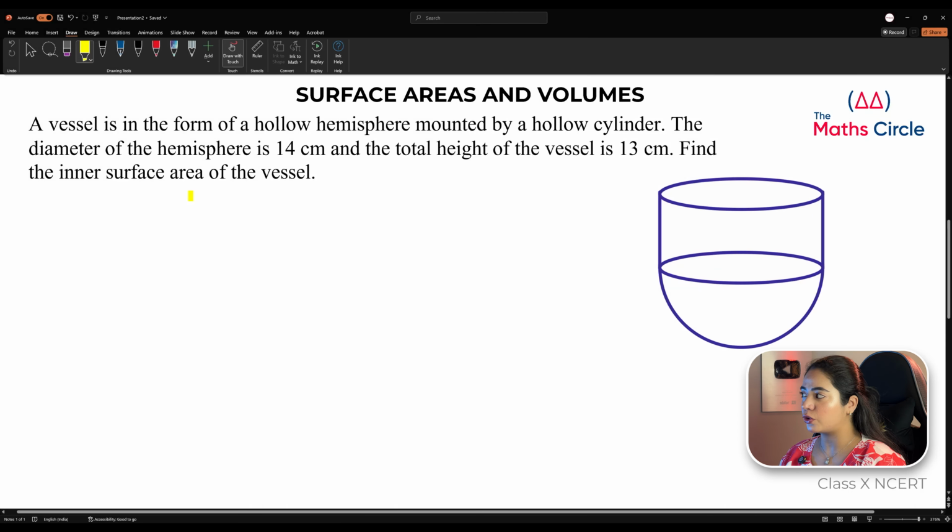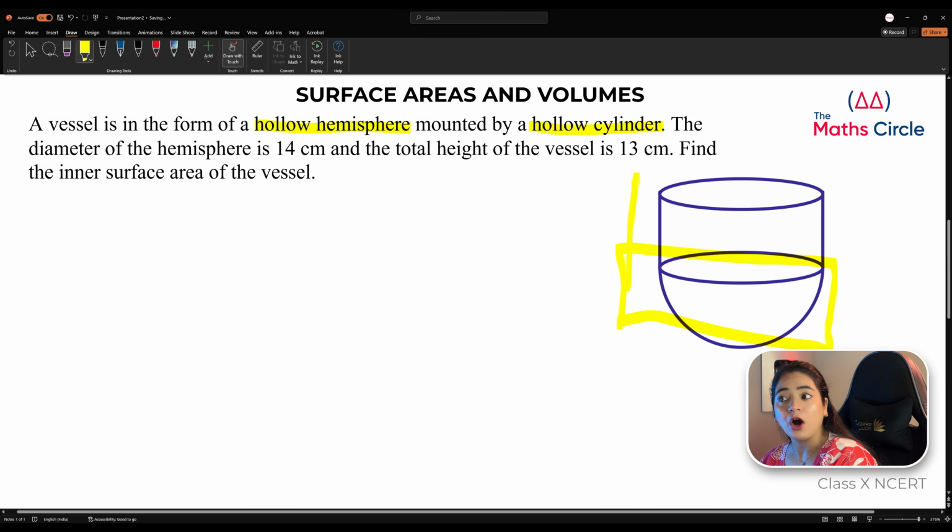So today I want to show you how to solve this problem. This is a problem from NCERT chapter Surface Areas and Volumes. Let's read it out. A vessel is in the form of a hollow hemisphere mounted by a hollow cylinder. So we are given a hollow hemisphere which is mounted by a hollow cylinder. The diameter of the hemisphere is 14 centimeter and the total height of the vessel is 13 centimeter. The question arises, what is the inner surface area of the vessel?